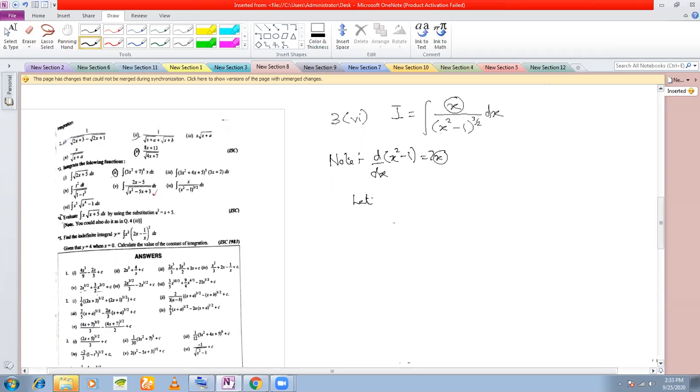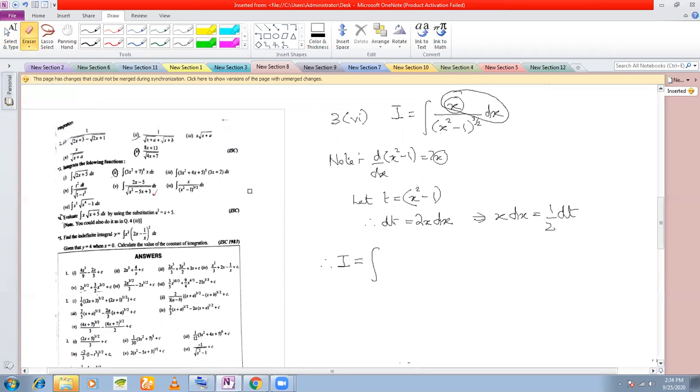So what I do is, I say let t is equal to x square minus 1. So therefore, what do I get? dt is equal to 2x dx. And what is x dx here? Do we have x dx here? So what is x dx? Half dt. Right? So therefore, what does I become? x dx is half dt.